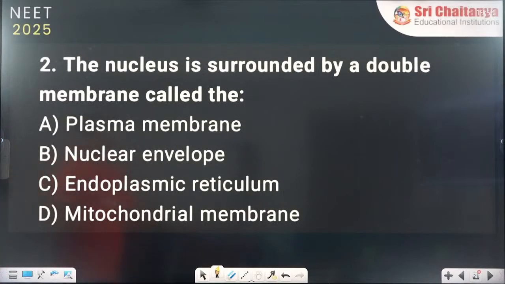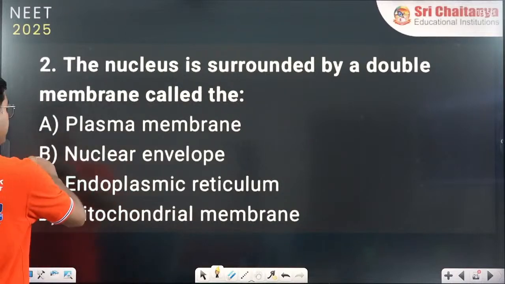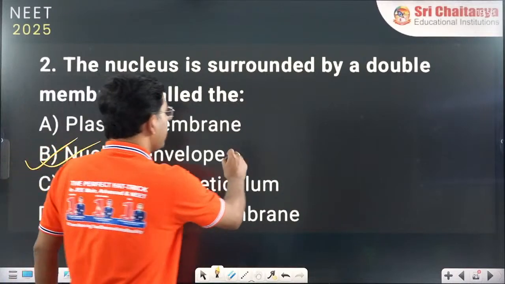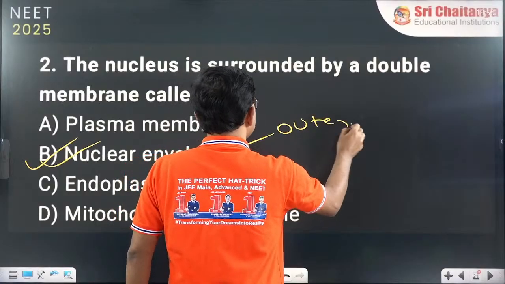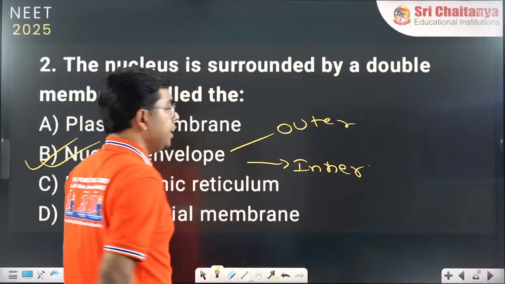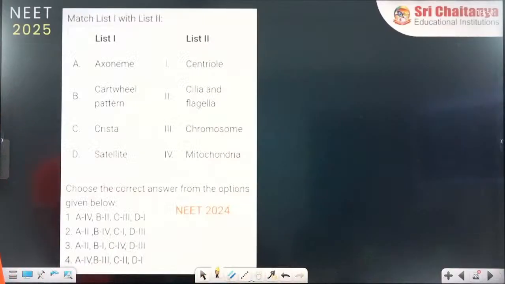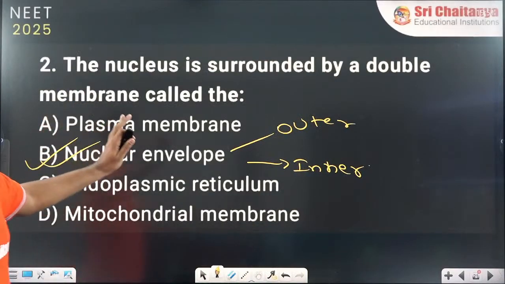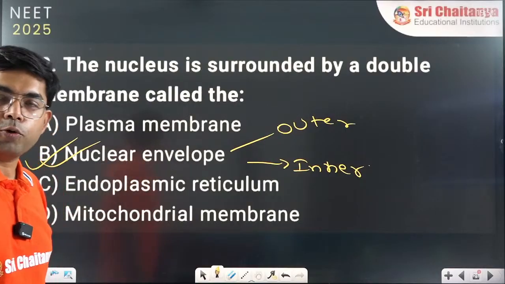Last question. Nucleus is surrounded by a double membrane structure called, very simple, nuclear envelope, which is made up of outer, inner and perinuclear space. So till this point, this is related to nucleus.